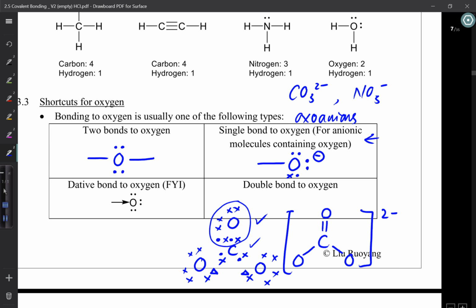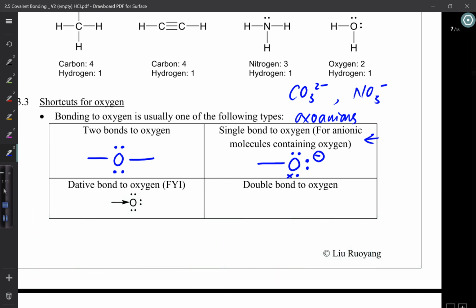We can either draw it this way or this way. So this is what's meant by this rule over here. But for your school, I believe they want you to draw this way. So please just follow this way. So this is why such a shortcut is useful. Because as long as it contains oxygen and is anionically charged, most of the time the anion, or rather the electron gained, goes to oxygen.